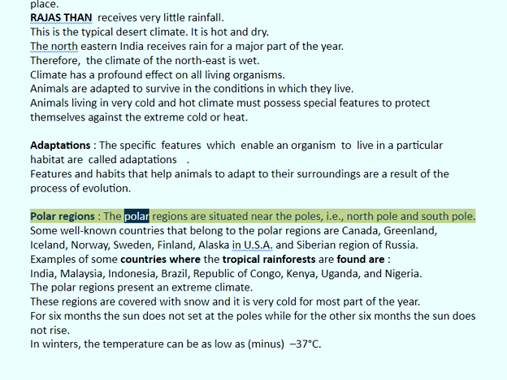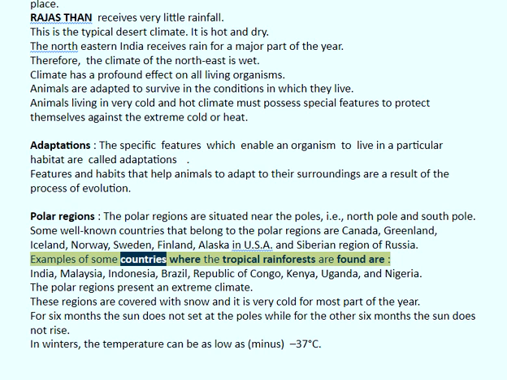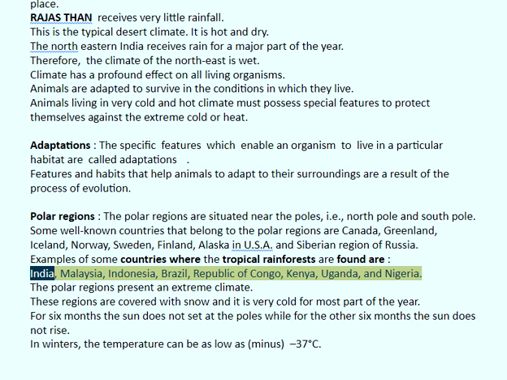Polar regions. The polar regions are situated near the poles, that is, the North Pole and South Pole. Some well-known countries that belong to the polar regions are Canada, Greenland, Iceland, Norway, Sweden, Finland, Alaska in USA and the Siberian region of Russia. Examples of some countries where the tropical rainforests are found are India, Malaysia, Indonesia, Brazil, Republic of Congo, Kenya, Uganda, and Nigeria.